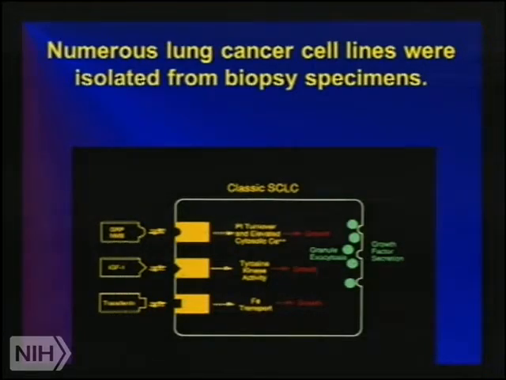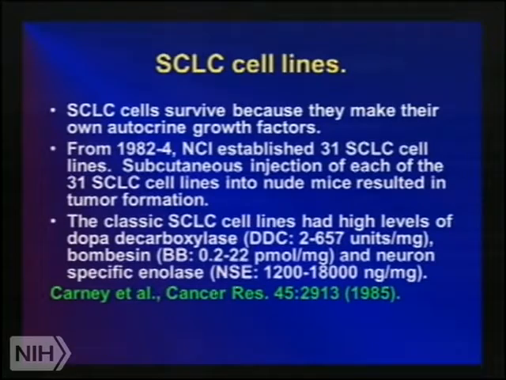These lung cancer cells need transferrin for iron transport and growth. They need IGF-1, which binds to a tyrosine kinase receptor to stimulate growth. And one of the things that we found is this peptide growth factor, bombesin, or gastrin-releasing peptide, bound to receptors and also stimulated the growth. So in the 80s, from 1982 to 84, they established 31 small cell lung cancer cell lines. And so we have a lot to work with in the lab.